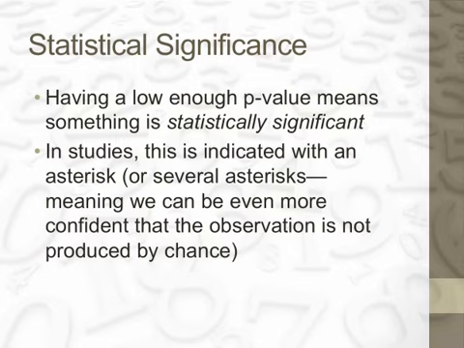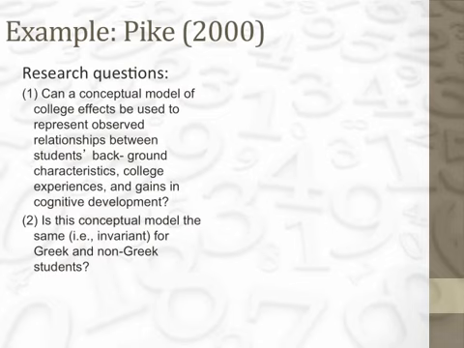So oftentimes in tables and in studies, this is indicated with an asterisk or several asterisks. Stars, those little stars that you'll see in tables, and I'll show you some examples on the next slide, are used when you have statistically significant results. Okay, so here's an example. Let's get some examples of this.